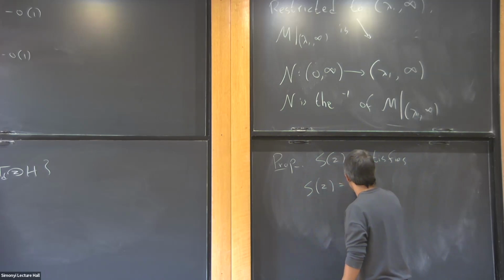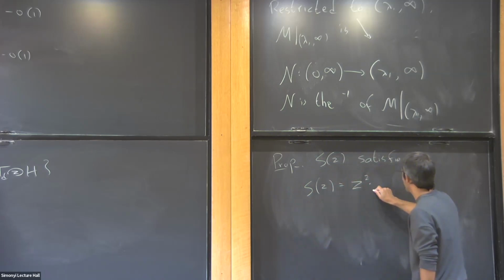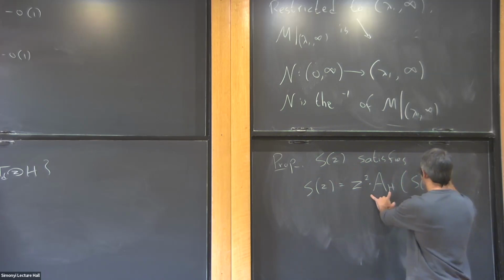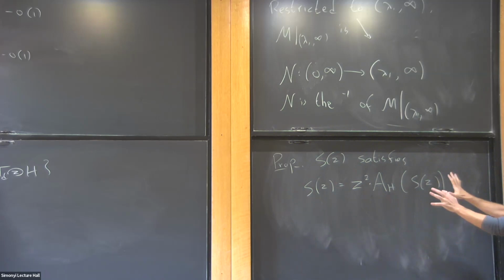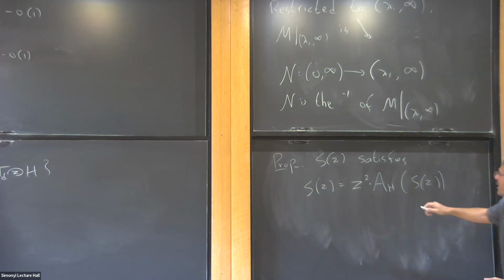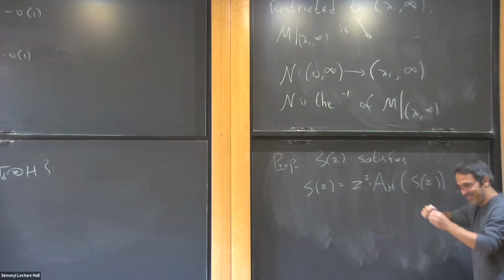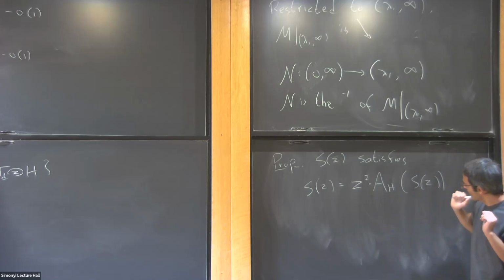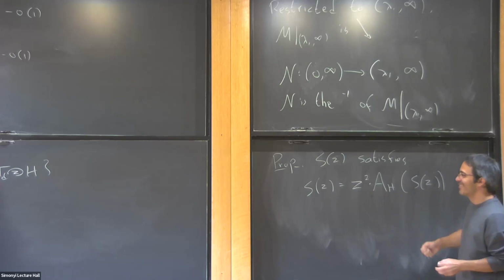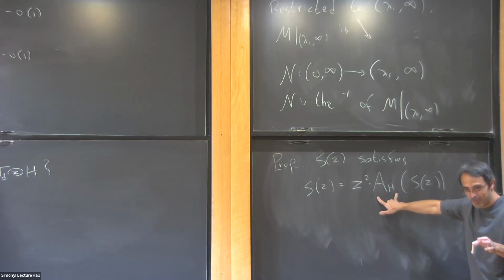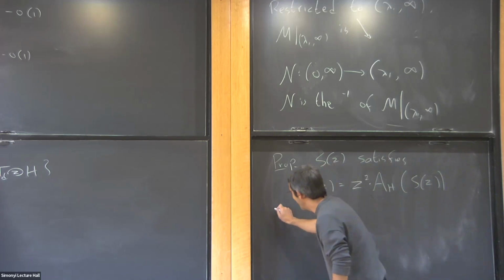S of Z equals Z squared times A_H of S of Z. I should define that in a second. So you see S of Z is a solution to this functional equation in the ring of power series. The hard part is to find the functional equation combinatorially, so we need to find A_H. It was quite difficult for the zig-zag product and much easier for the derandomized one. Let me tell you what it is, but not prove it for you. So what is A_H?